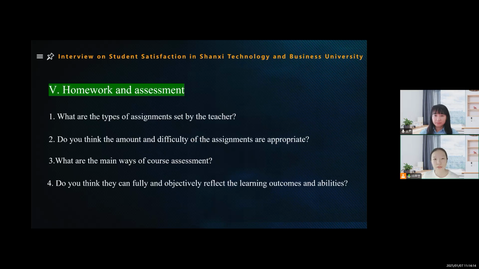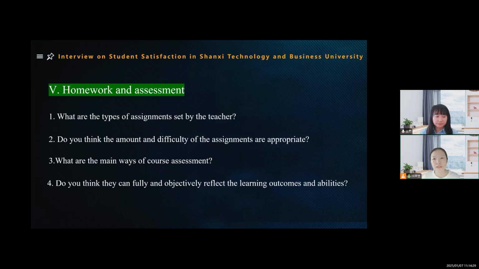Moreover, the results of the exam are easily affected by the state of the exam day, the difficulty of the questions and other factors, which may not be able to fully and objectively reflect our real level.